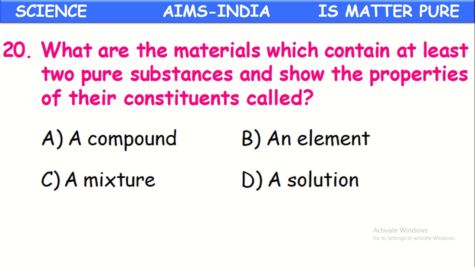What are the materials which contain at least two pure substances and show the properties of their constituents called? The material which contains two or more pure substances and shows their properties separately is called a mixture. If the characteristics or properties of the individual constituents are shown clearly, then it is called a mixture.